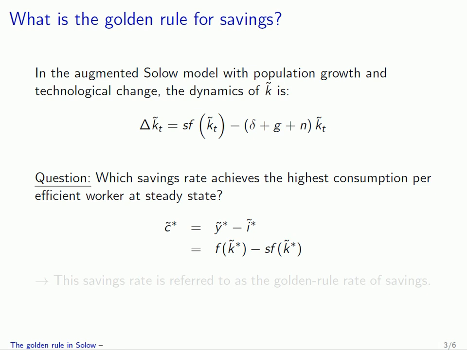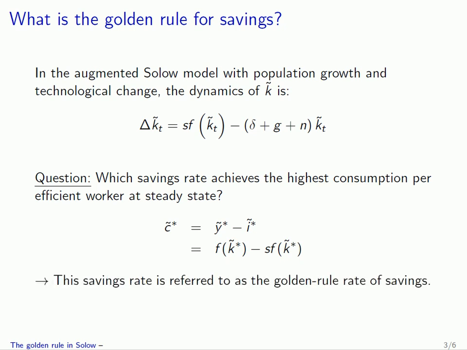In order to answer that question, we need an expression for consumption per efficient worker. So this C tilde star is expressed as Y tilde star minus I tilde star, where I denotes investment per efficient worker. So this consumption, C tilde star, can be written in another way as F of K tilde star, so production, minus investment, which is equal to savings, so which is equal to S, the savings rate, times the production, F of K tilde star. So we have an expression for consumption per efficient worker.